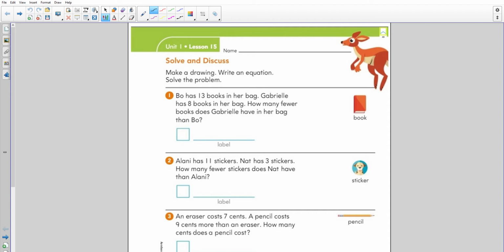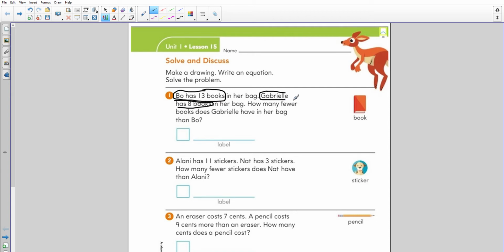Bo has 13 books in her bag. Gabrielle has 8 books in her bag. How many fewer books does Gabrielle have in her bag than Bo? As I go back to the first bit of information, I see 13 books, but I noticed there were 2 names, so I am going to include that name Bo with this 13 books. Then I noticed there was a second person who also had books, Gabrielle. And it told me that Gabrielle has 8 books as well.